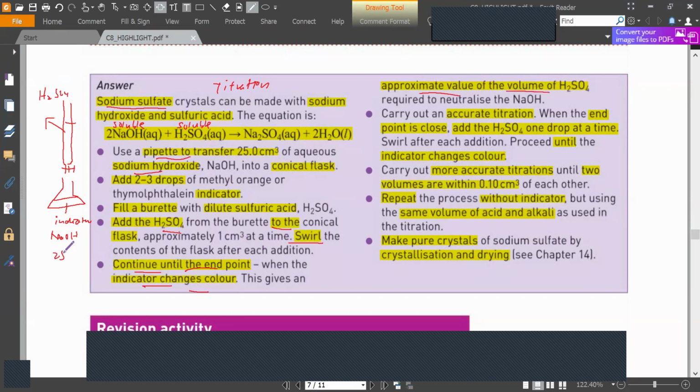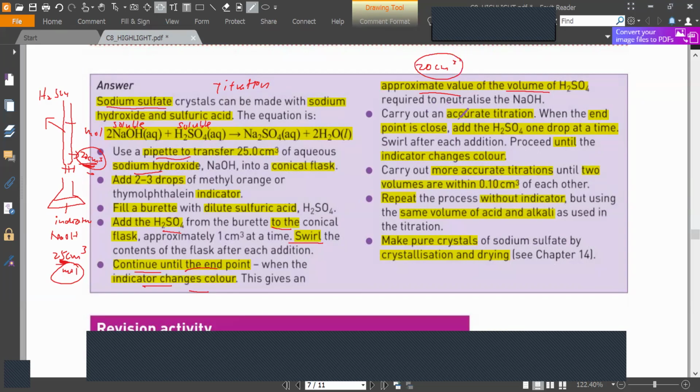Let's say we start with 25 cm cube of the sodium hydroxide. Now the sulfuric acid, maybe we need 20 cm cube. Because they have different concentrations, even if the moles are the same, the volume will be different. Let's say this is 25, this is 20. So now we know the approximate value is 20 cm cube.